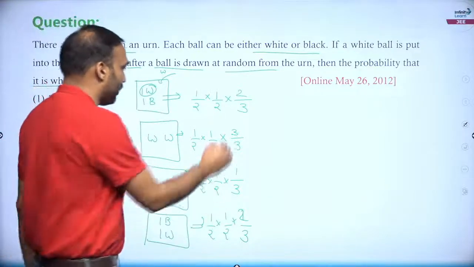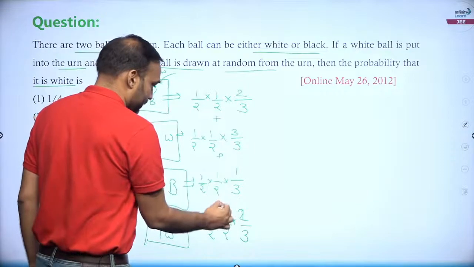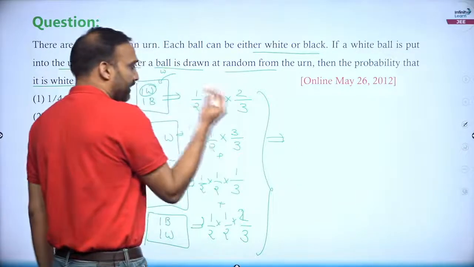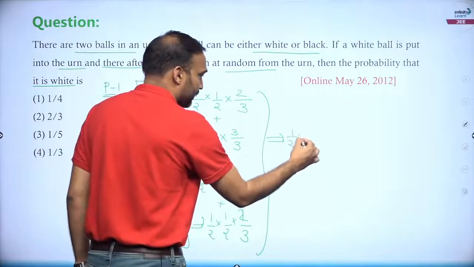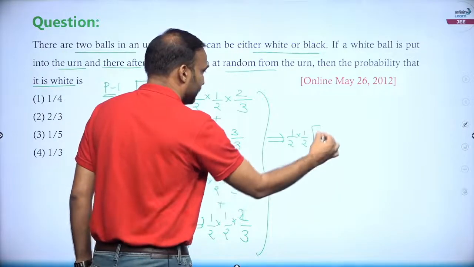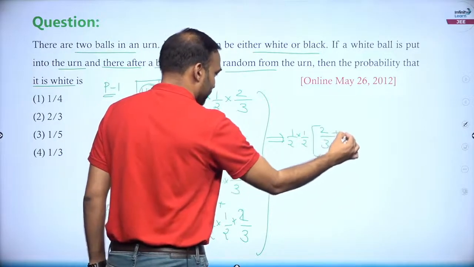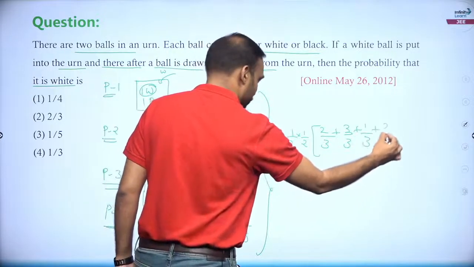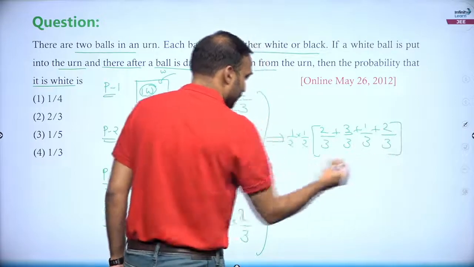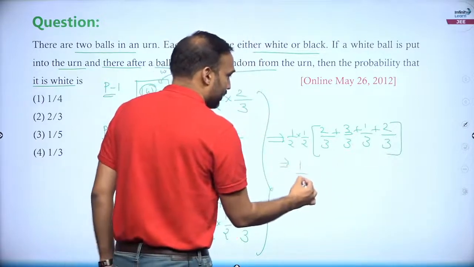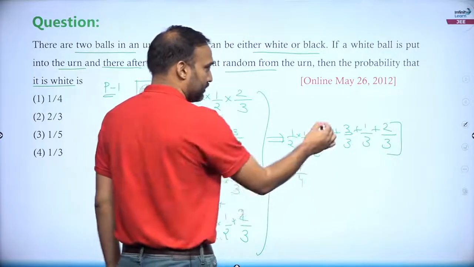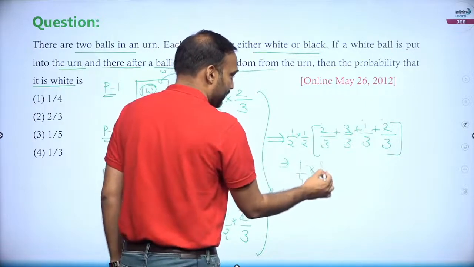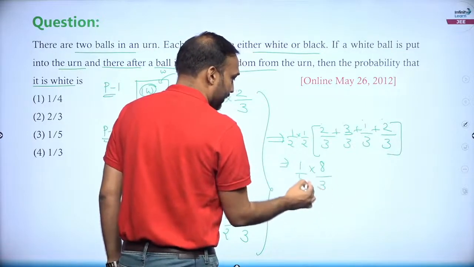Now we'll add all of these 4 values. The addition of all 4 of them would be my answer. So I can take half into half common. What is left inside is 2 by 3 plus 3 by 3 plus 1 by 3 plus 2 by 3. So this is 1 by 4. This is 2 plus 1, 3. 3 plus 3, 6. 6 plus 2, 8. So 8 upon 3.